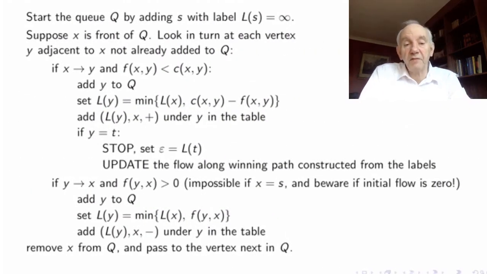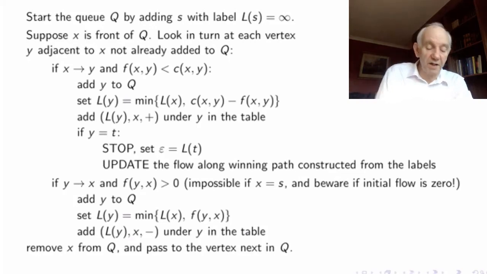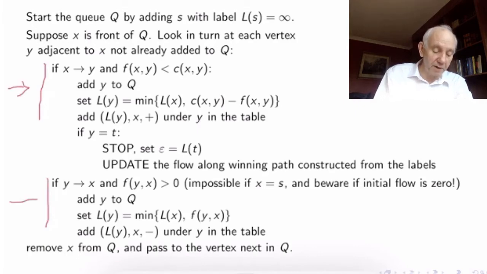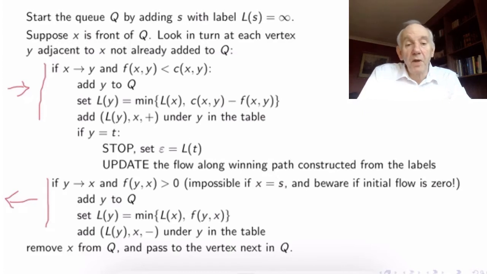And then having done what I was telling you both here and here, this is if the arrow is going away from X. This is if the arrow is coming into X. So going away from X, coming into X. Having dealt with X, we remove X from the queue, or what typically that means is I just put a tick on top of X, and we go to the next vertex in the queue, which will be one of those.